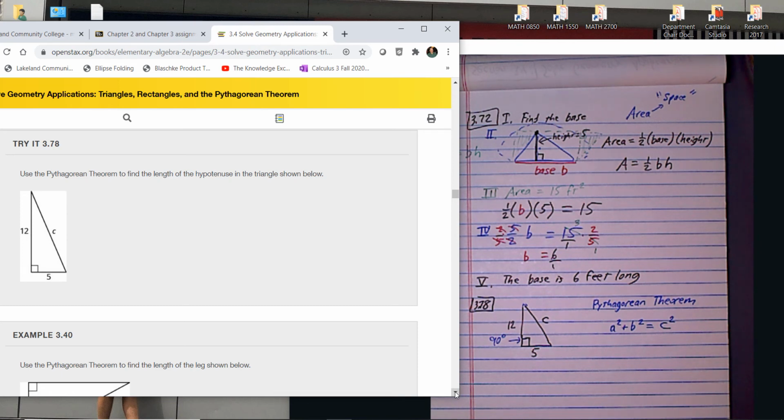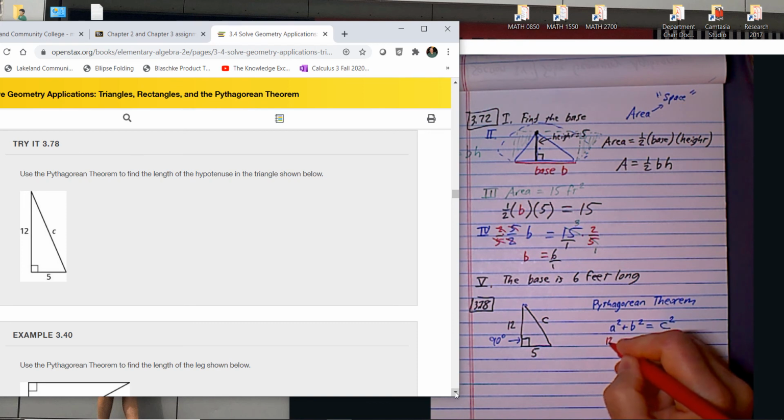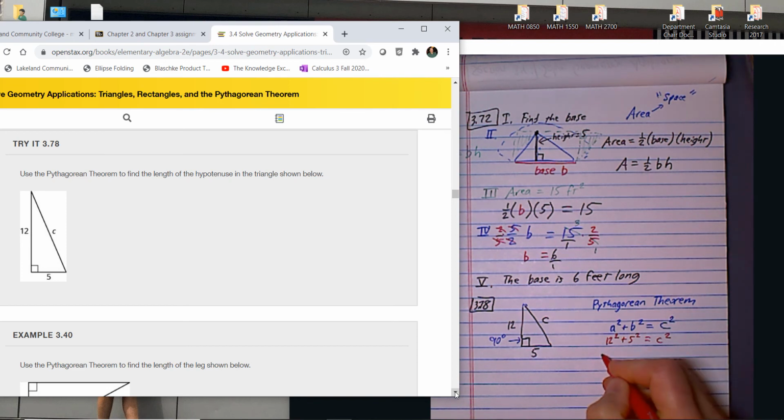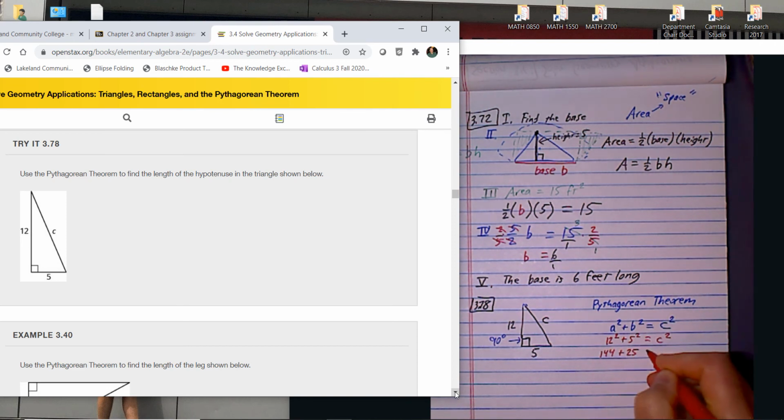But if you know this fact, then you can say things like, well, we could put the side lengths in. It doesn't matter which the other ones are. I'll put the 12 here and the 5 here, and I know that this is c squared. 12 times 12 is 144, and 5 times 5 is 25, so this is c squared. So I know now that c squared is 169. I'd really like to know what c is.